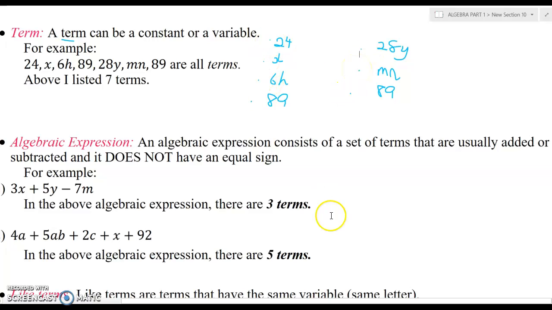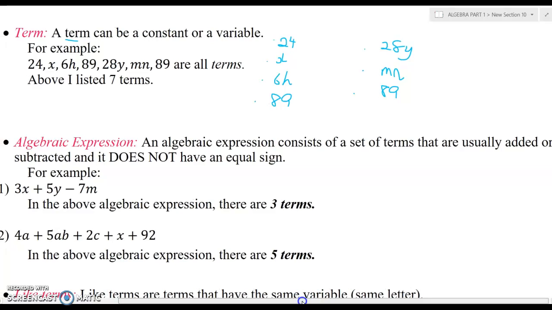All right, the next one we're looking at is the algebraic expression. So an algebraic expression consists of a set of terms that are usually added or subtracted, and it does not have an equal sign. So an algebraic expression does not have an equal sign. And we will actually look at what has an equal sign, which is an equation. We'll look at that later, right?